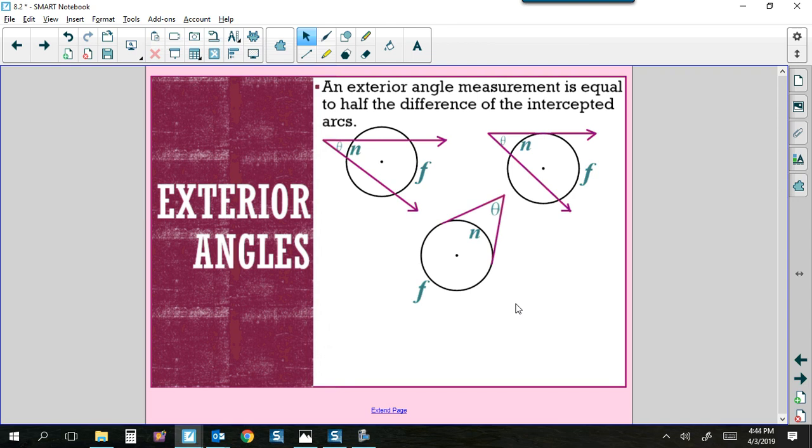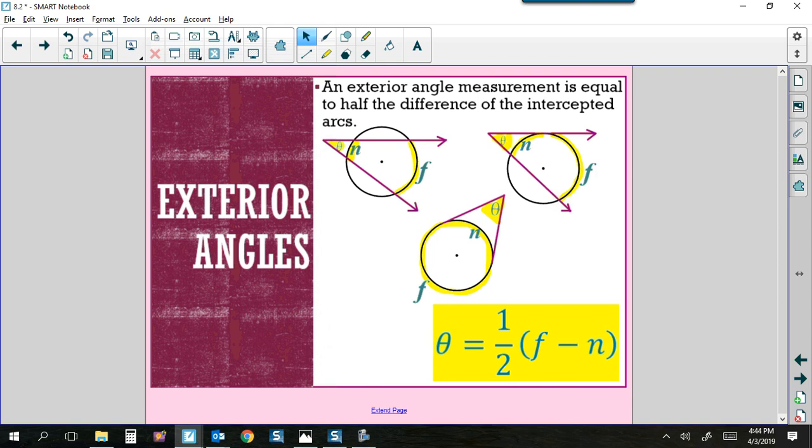With an exterior angle, the angle measurement is equal to half of the difference of the intercepted arcs. So here, if angle theta bites down, it's biting down on F and N. So those are the two arcs we use. Same with this angle theta, it bites down on these two pieces. And lastly, this angle theta is biting down. If we extend these out so you can see the full tangent, it's actually biting down on the whole circle. You just have to look at how it's being broken down. So we would write that as theta is equal to half of F minus N.